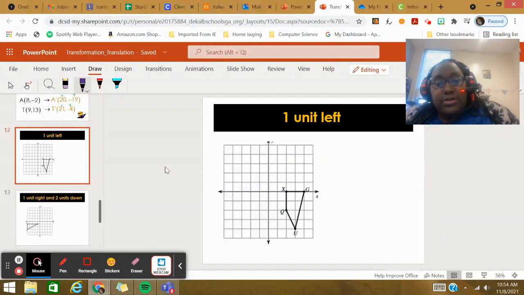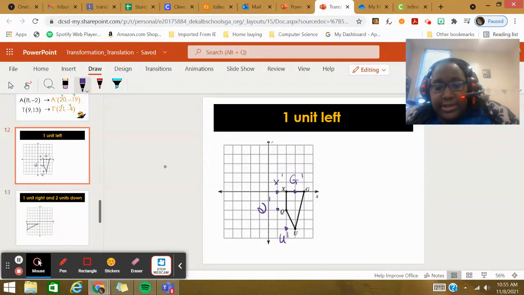So from the graph, we're going to move our image 1 unit to the left. Okay, so all you're going to do, I will take each of these points. You cannot count at the point you started with. So starting at X, I'm going to go 1 unit to the left. So this would be, again, remember to label your points. This would be X prime. Starting at G, I'm going 1 unit to the left, and this would be G prime. Starting at Q, I'm going 1 unit to the left. This would be Q prime. Starting at U, I'm going 1 unit to the left. This would be U prime.